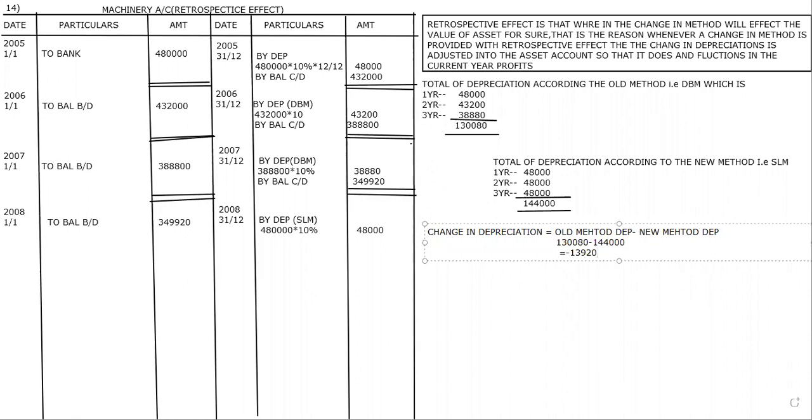So here what he is saying is, as per the old method we were following, the diminishing balance method, total 3 years depreciation was only 1,30,080, but as per the new method it should be how much? Now when I change the method, which method is important for me? The new method, no? I am actually changing to the straight line method. So according to the straight line method, the depreciation should be 1,44,000. But we provided only 1,30,000. So we are providing something less, no?